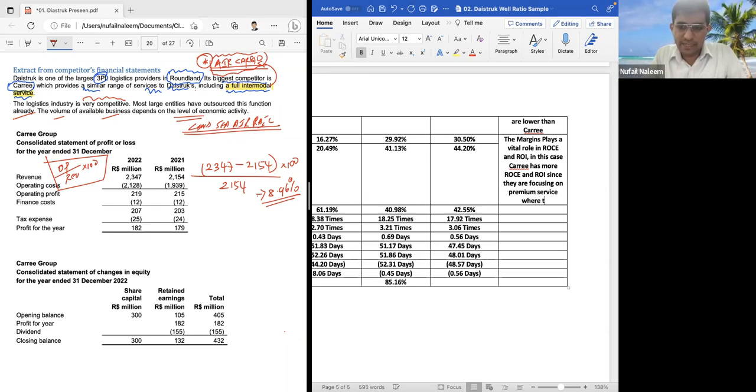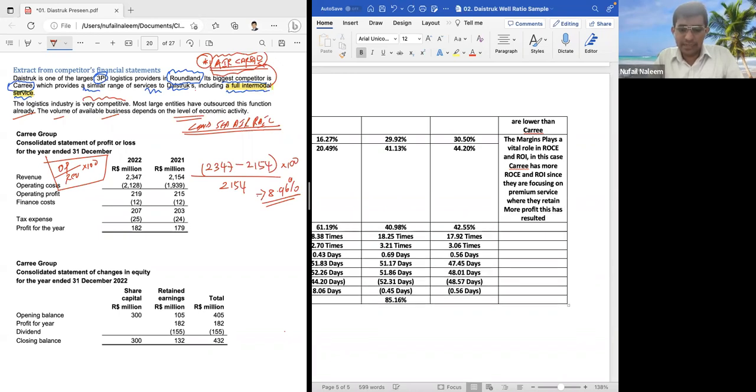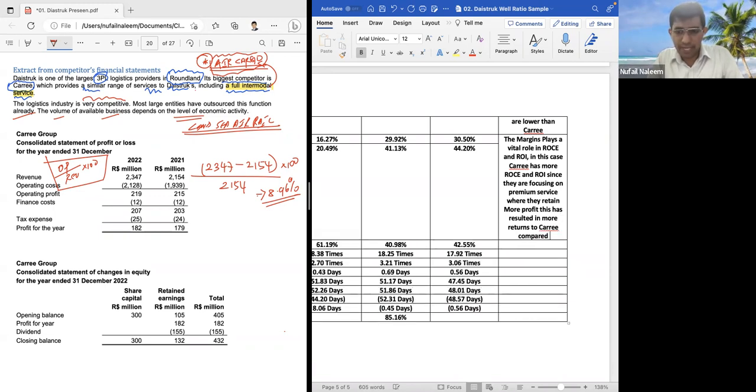where they retain more profit. They retain more what, students? Profit. Can you remember, if you sell for $100, the Carry company will have $9 profit, and Daistruk will have $6 profit. So they retain more profit. This has resulted in more returns to Carry compared with whom, students? Compared with Daistruk.